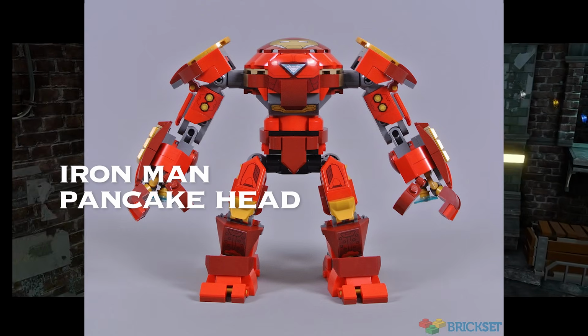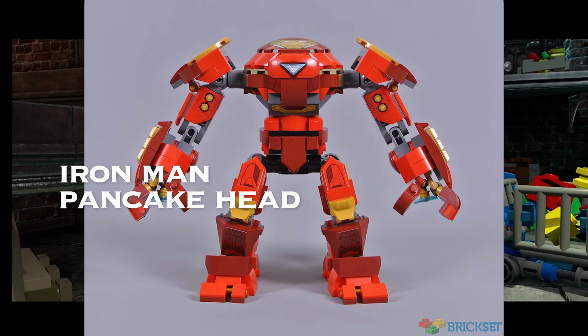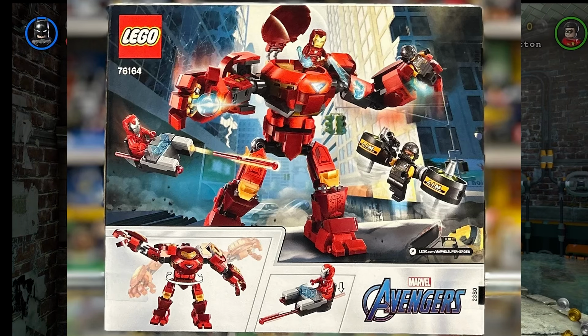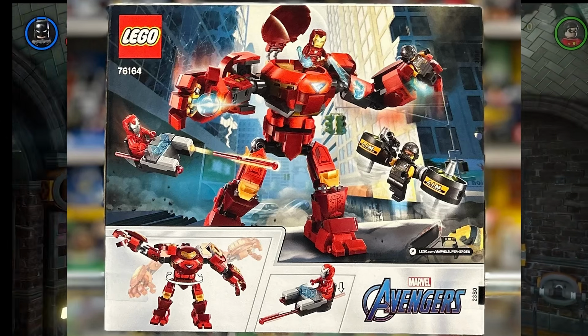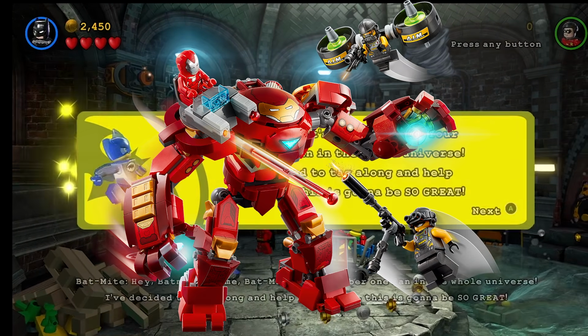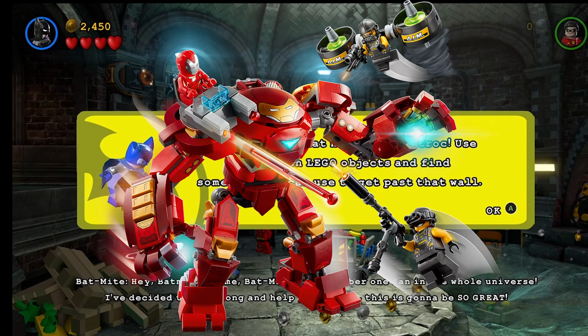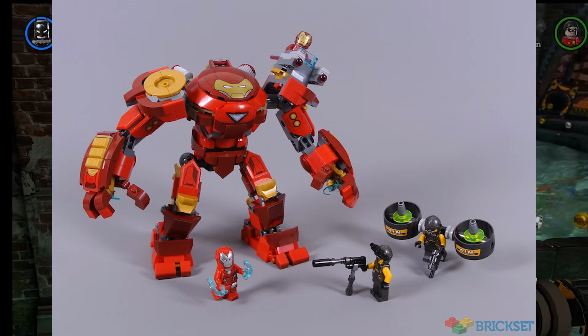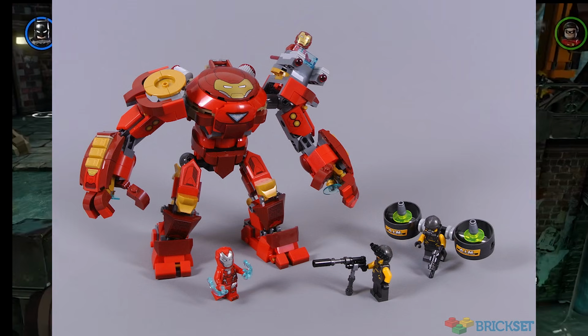Iron Man Pancake Head. The set Iron Man Hulkbuster vs. AIM Agent includes this Hulkbuster build, which is based off the comic, and as a result has a much flatter head for the Hulkbuster build. Many LEGO fans thought this looked kind of weird despite being fairly accurate to some of its comic book representations, and so some people took to calling it the Pancake Head because of how flat the piece is.